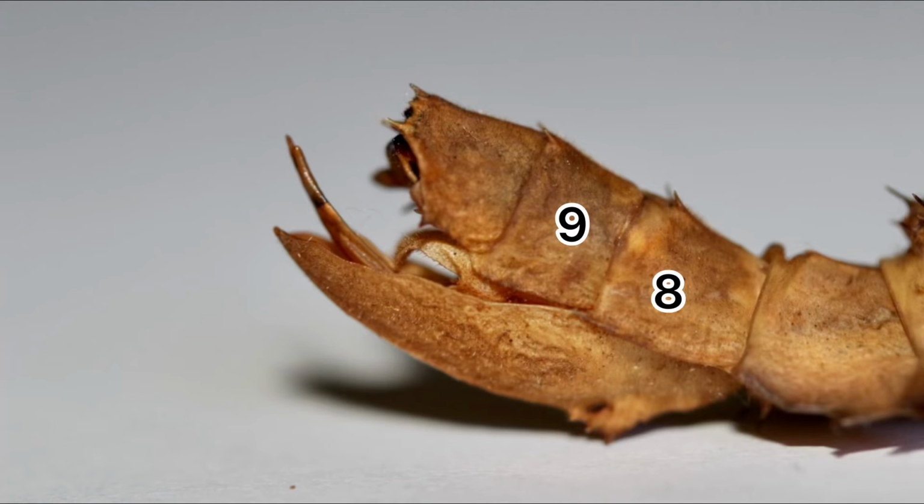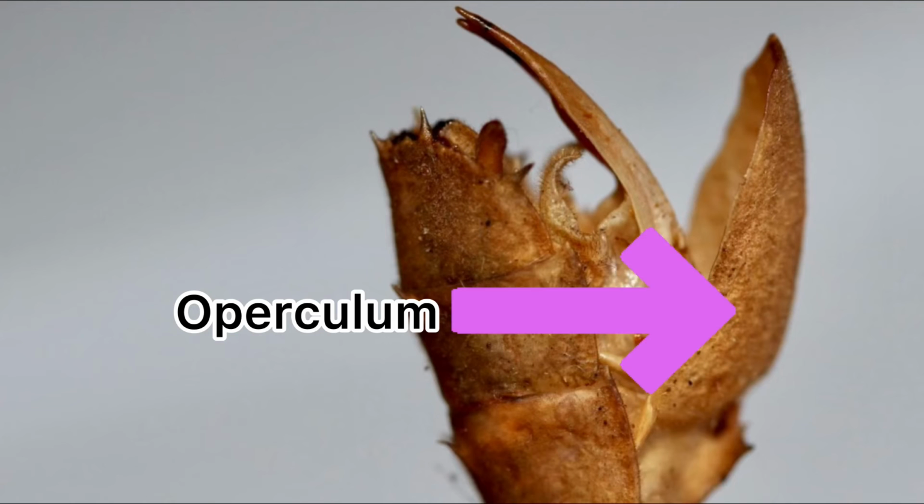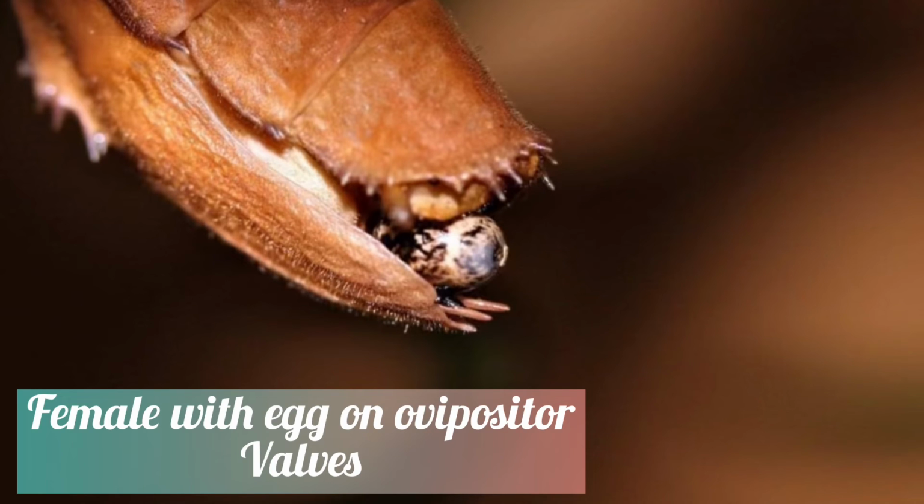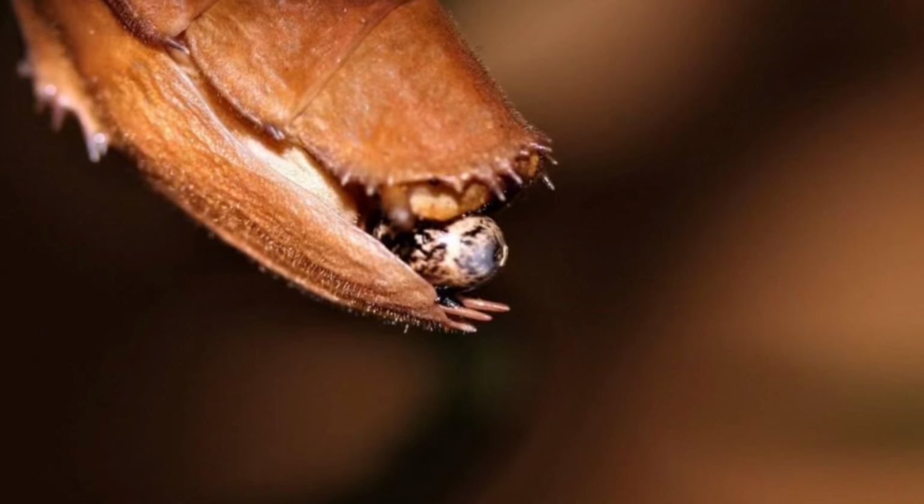Abdominal segments 8, 9 and 10 include the copulatory and ovipository structures. The operculum is a long covering that covers the genital openings of females. In males, this is called the operculum. These long spine-like appendages are ovipositor valves. They cradle the eggs while the female flings them to the ground. This finishes the lateral view of the female Extatosoma tiaratum.